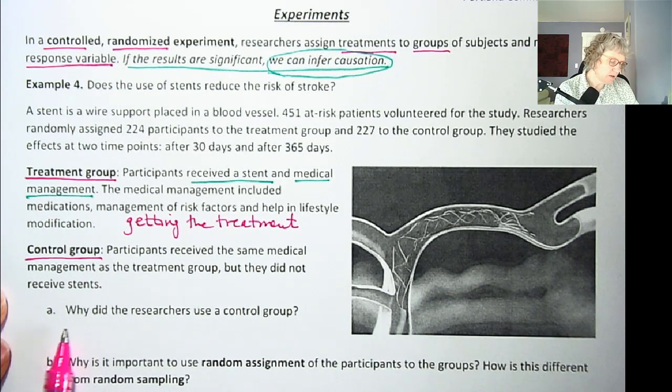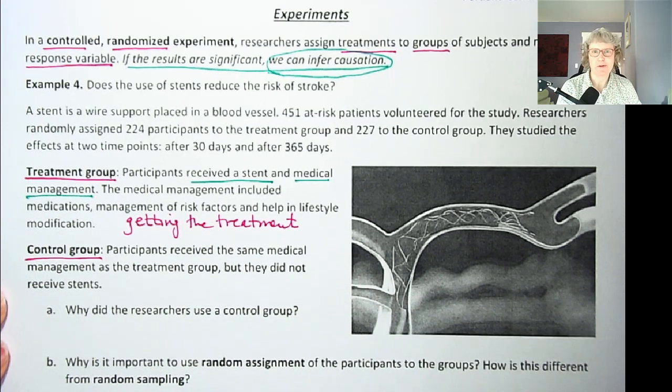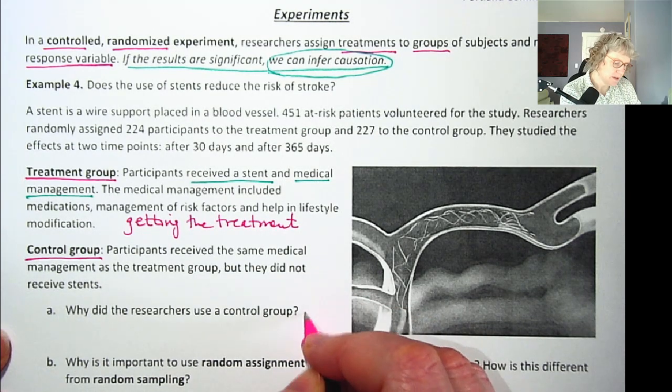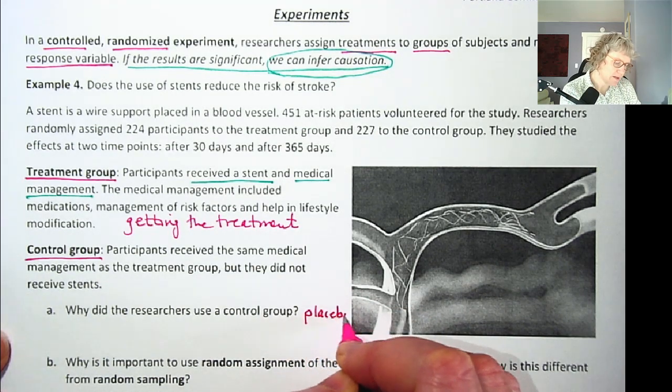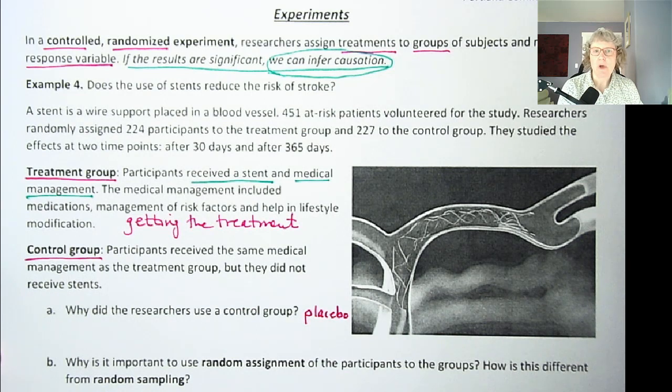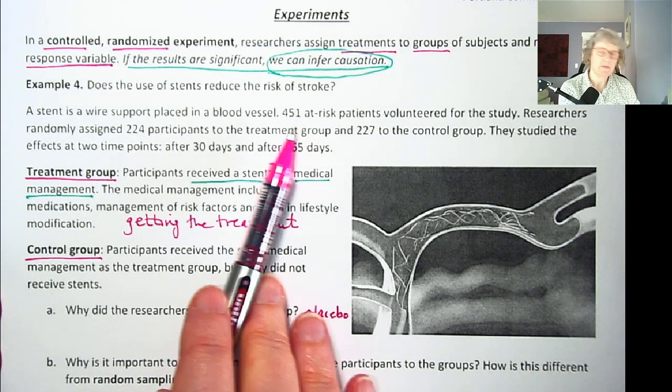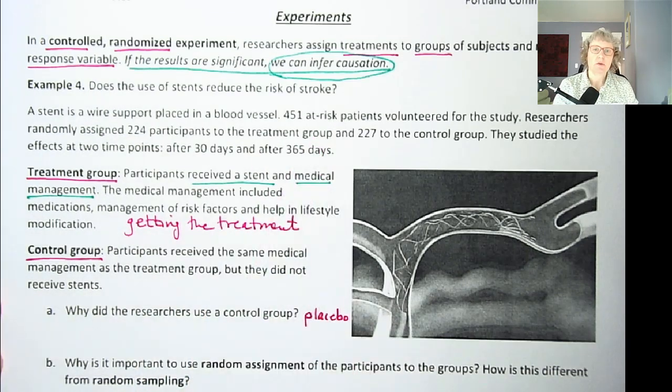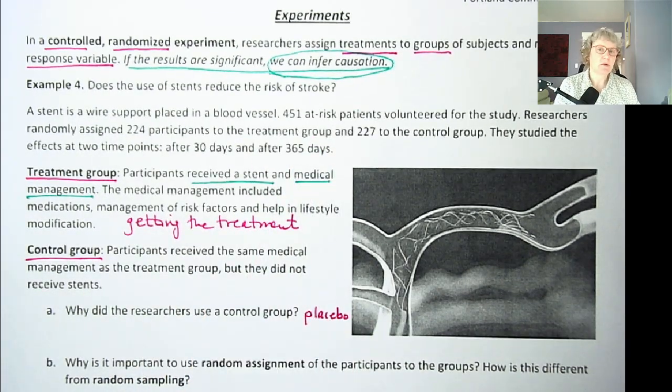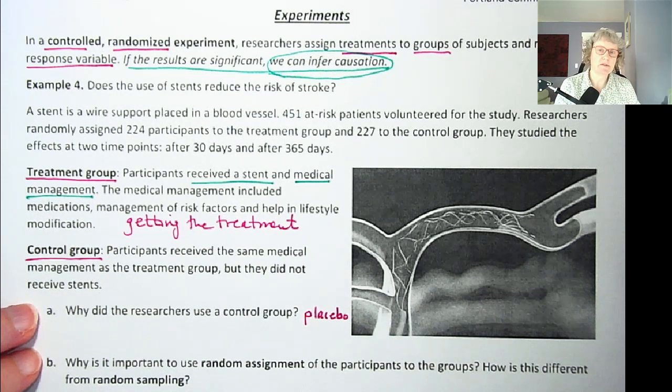Okay, so first question, why did the researchers use a control group? You've probably heard about the control group, and also control group often gets a placebo, which we'll talk about down below. Well, let's say they took all 451 patients and they gave them all a stent. Well, then we wouldn't know. We would have a certain success rate, but we wouldn't have a baseline to compare that with. So the control group gives a baseline for comparison. What's the difference in having something, the treatment that we're studying, versus not having it?